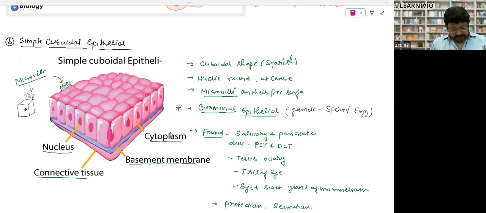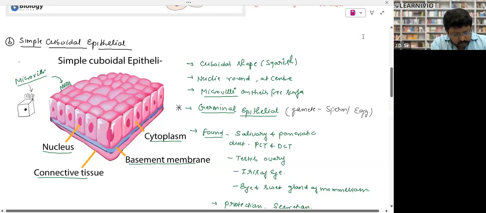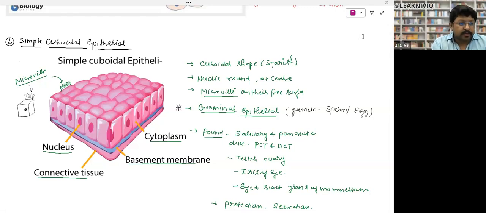The cells are cuboidal or more or less squarish in shape. Next point. Nuclei are round.